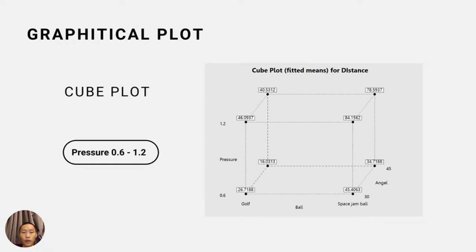Graphical plot of the 2^k factor design. If the factor is k, the graph is a cube plot because 2 to the power k. The graph shows on the slide.